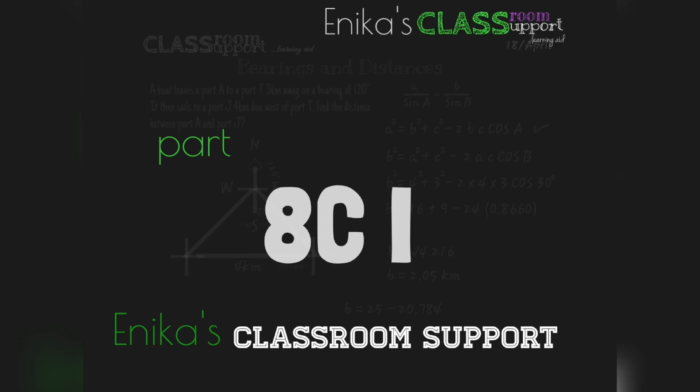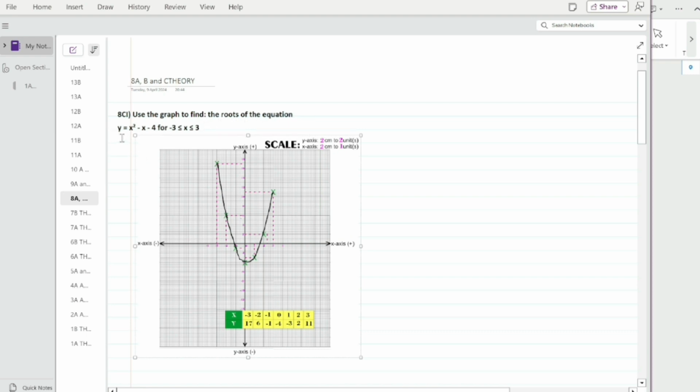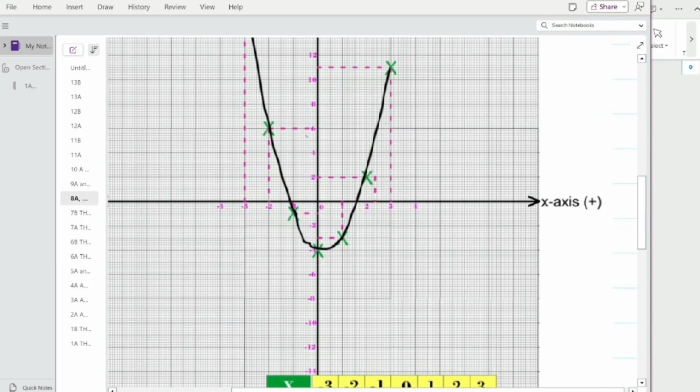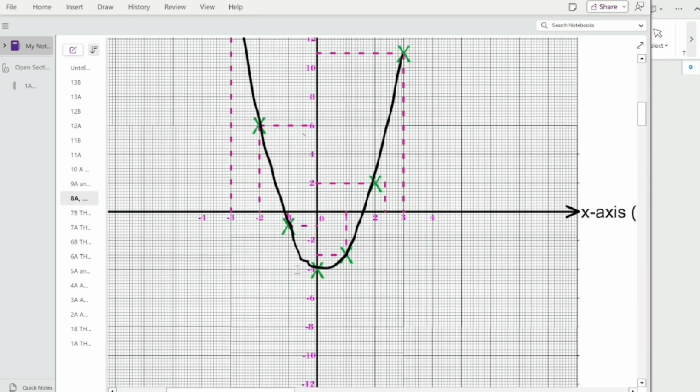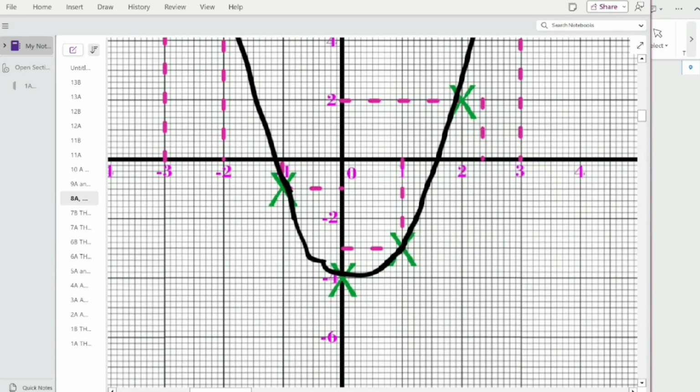Question 8CI says, use the graph to find the root of the equation y equals 2x squared minus x minus 4. So we know how to find the root of our graph. The root of our graph is where the curve hits the x-axis. So looking at this, if we zoom in to our graph, we'll see that at this point, the graph hits the x-axis on this side, takes a turn and hits the x-axis on this other side. So there are 2 points at which the graph makes contact or intercepts the x-axis.